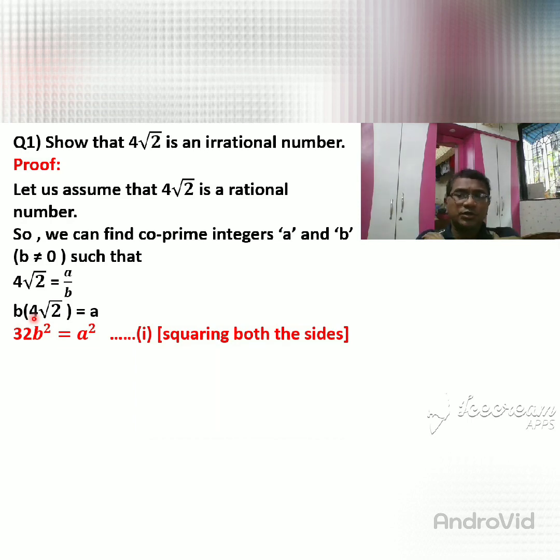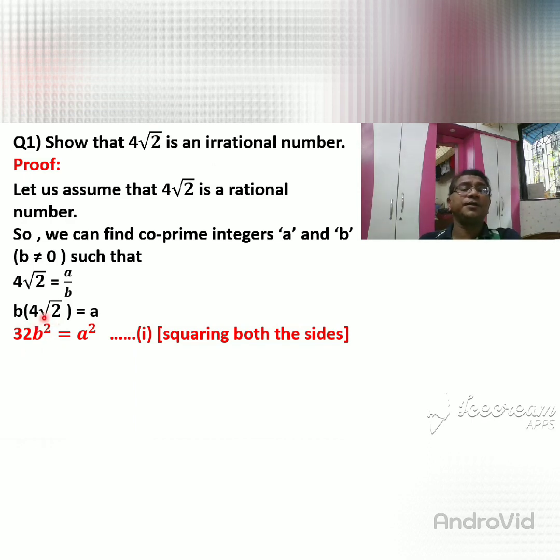Some students may not understand 32, so I will explain how you get 32. This 4 square is 16, and root 2 square is 2. So 16 times 2 is 32, so 32 b square. Are you understanding how you get 32 b square? If some of you don't understand, I will explain again.